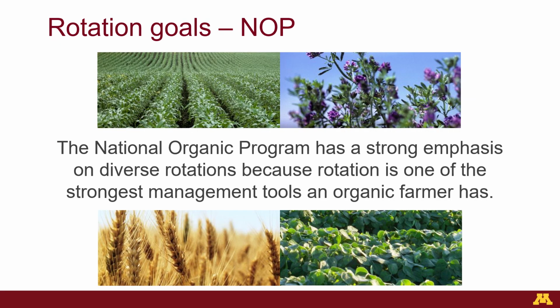The National Organic Program emphasizes diverse rotations because it is one of the strongest tools to manage many concerns. We show images of corn, alfalfa, wheat, and soybean, which are examples of good crops for organic rotations in the Midwest.